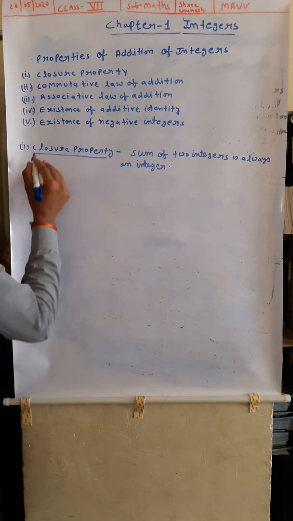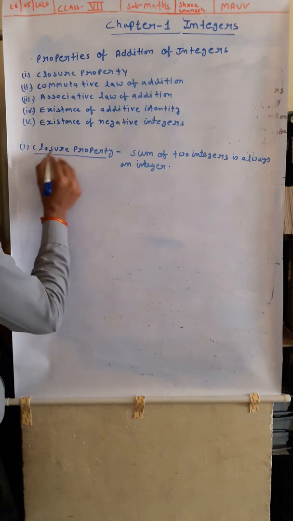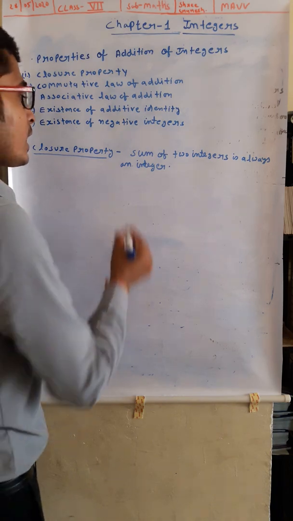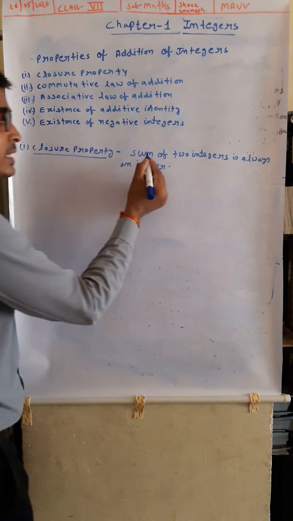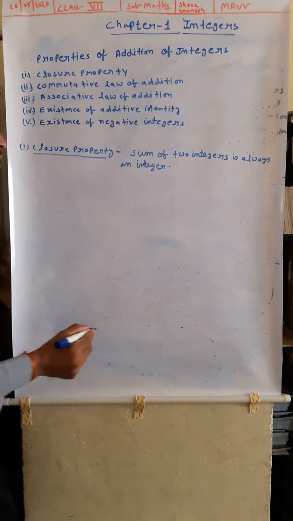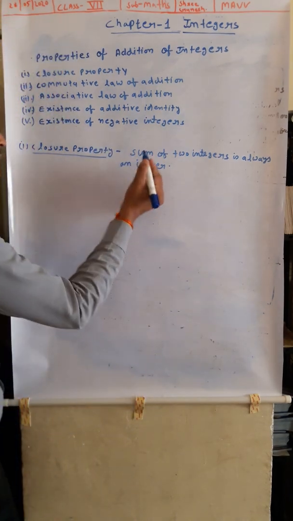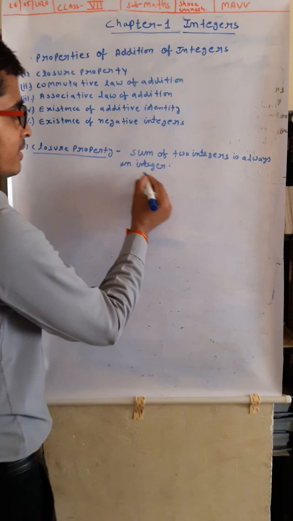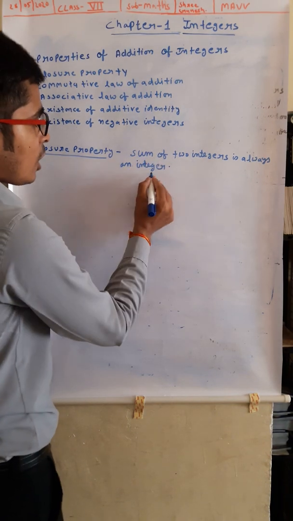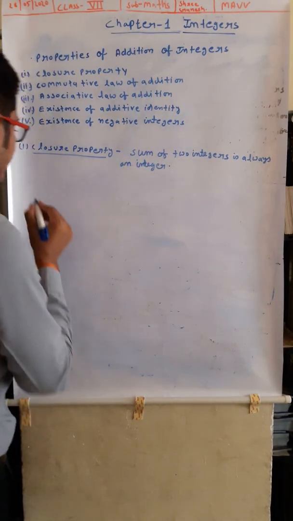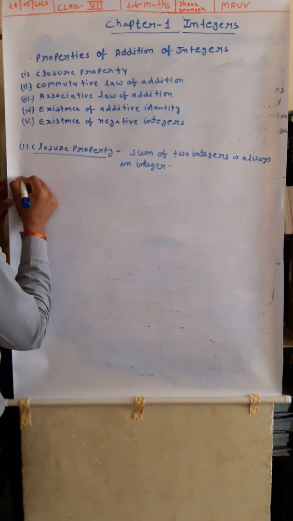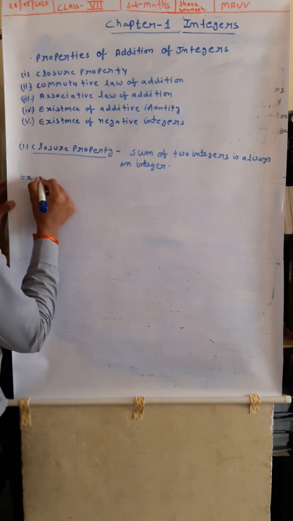Let us see the first property, the closure property. The closure property means the sum of two integers is always an integer. When you add two integers, their sum is always an integer. Let us see some examples. Understand it with some examples.